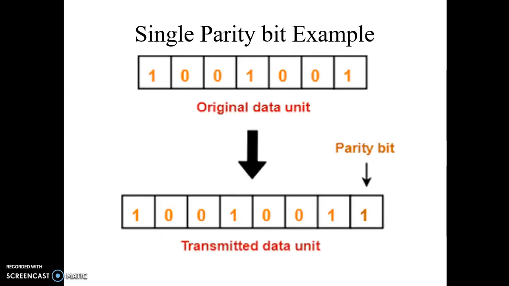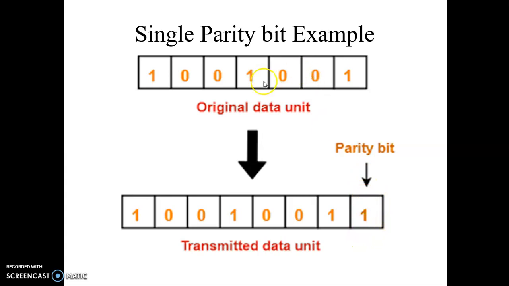So let us discuss this single parity bit with an example. In this original data unit, we have 1, 0, 0, 1, 0, 0, 1. This is my original data unit. Let us count the number of ones present in it. That is 1, 2, 3. So we have an odd number of ones in this original data unit, so I am appending the parity bit 1 at the last portion of the data frame.